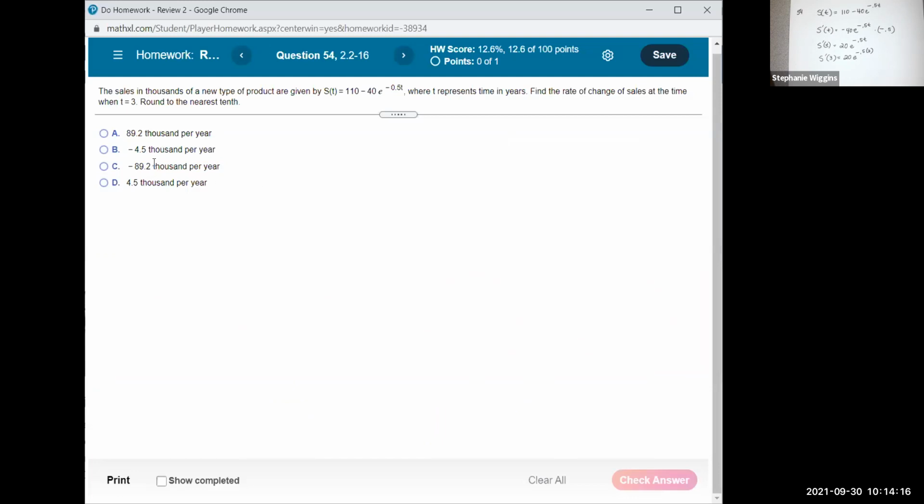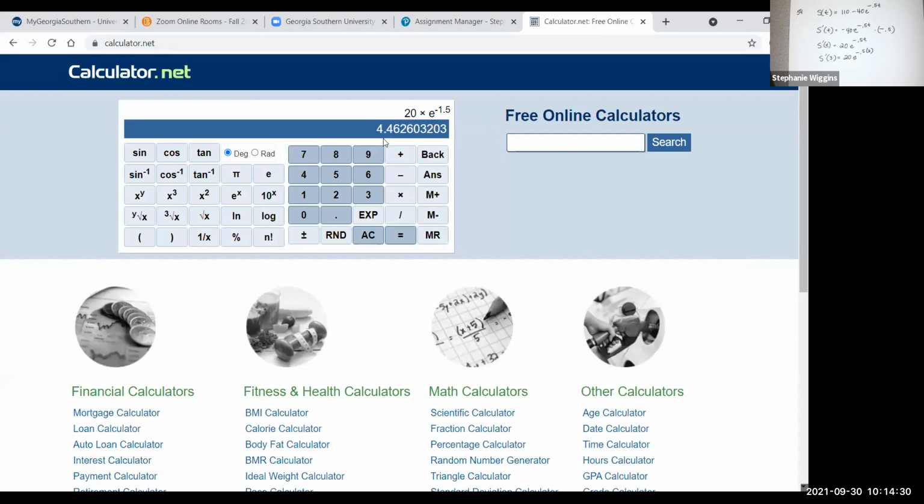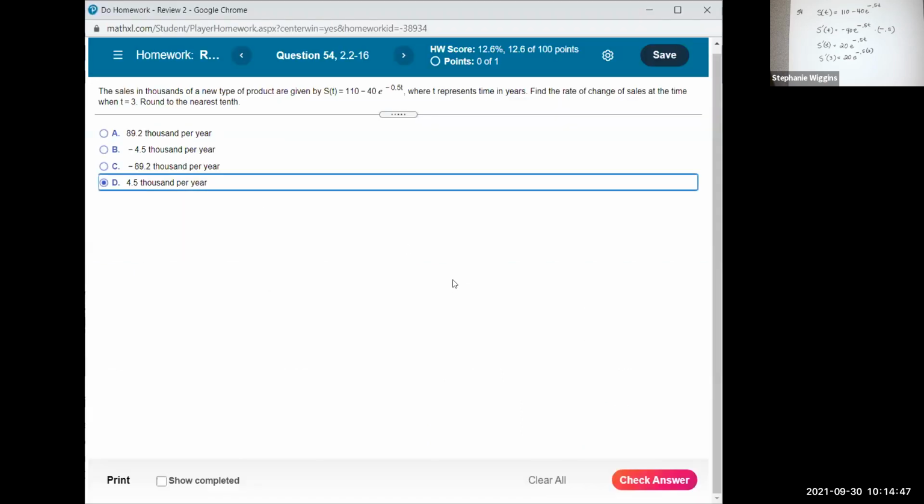What did I say? Negative 4.6. I must have rounded that. Hold on, I'm just going to look and make sure I got the right thing here. Oh, they wanted it rounded to 1 decimal place. So that would be 4.5 and not negative. I don't know where I got the negative, but it's positive 4.5. So right here, D is the correct answer.